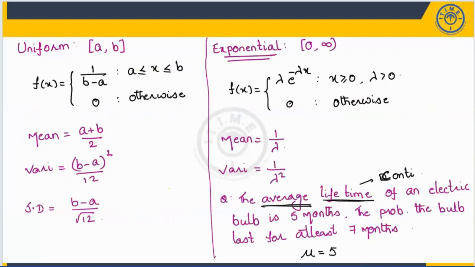So here, as I have only the average value, the mean for an exponential is 1 by lambda. That implies the value of lambda is 1 by 5. Then the density function, what will it become? f of x is equal to 1 by 5 into e to the power minus x by 5 for x greater than or equal to 0, and 0 otherwise. So you have to look into the case study, or the objects, on which he is talking about.